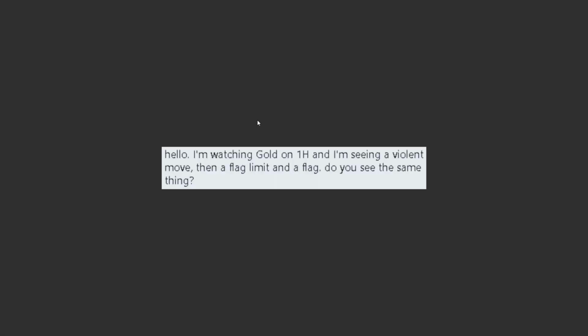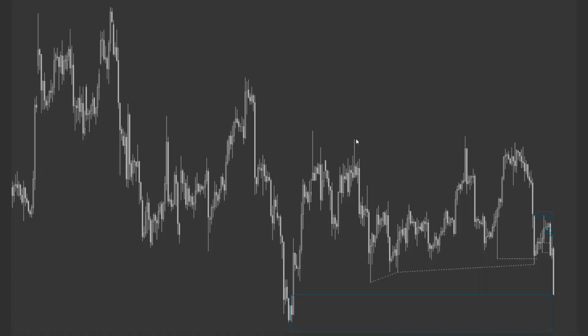Okay, I'm watching gold on the 1 hour, and I'm seeing a violent move, then a flag limit and a flag. Do you see the same thing? This is just a question I got sent a few days ago, but I wanted to cover it because it's a really nice example of the kind of order flow dynamics I've been teaching over the past few weeks. So yeah, this is gold.